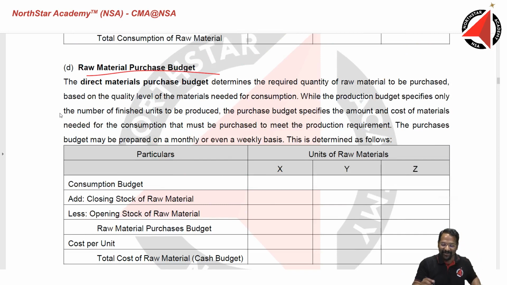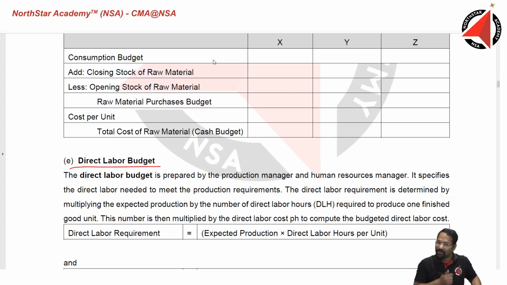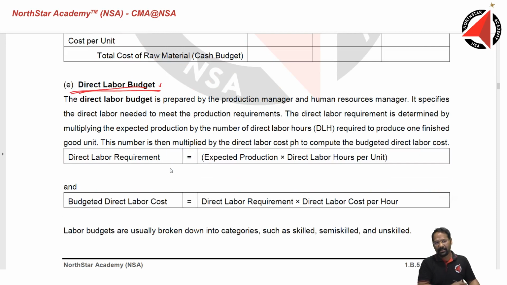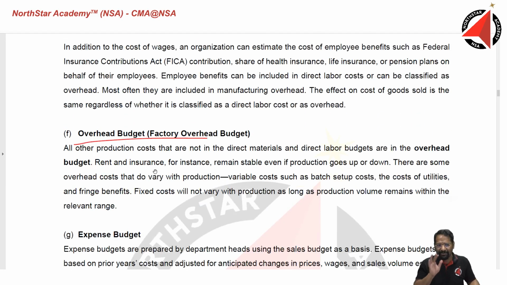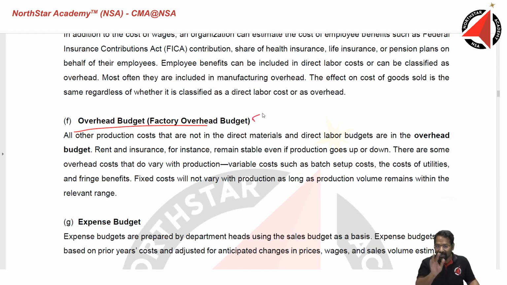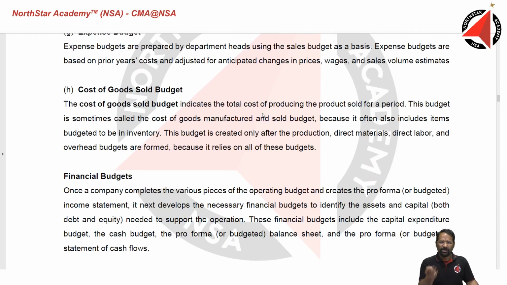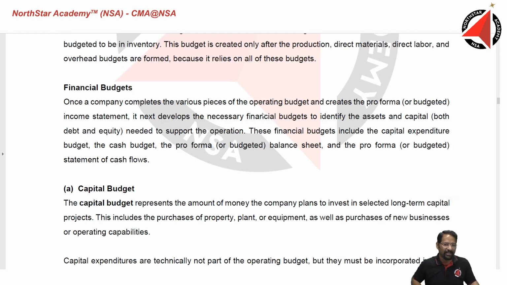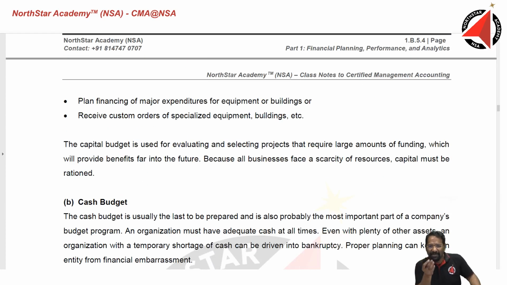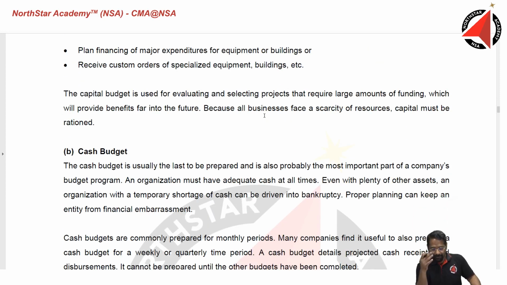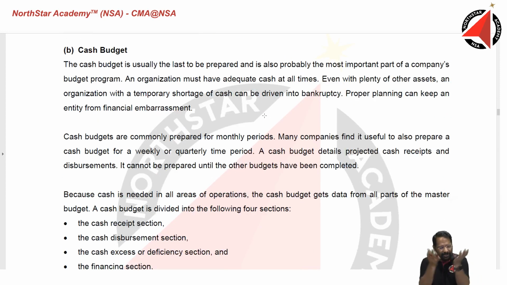So, raw material purchase budget, you have understood everything. Direct labor budget, you will be able to understand once you do that question. Anyways, I will give you a broad idea. Overhead budget, you will understand once you do that question. Cost of goods sold budget is nonsense, forget it. Financial budget, capital budget, there is no question. It is very, very basic, because in capital budget there is no calculation involved at all. So there is no practical question.